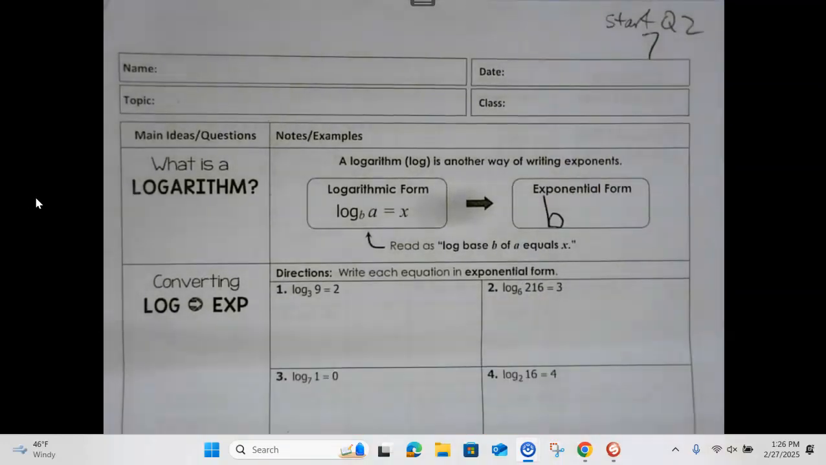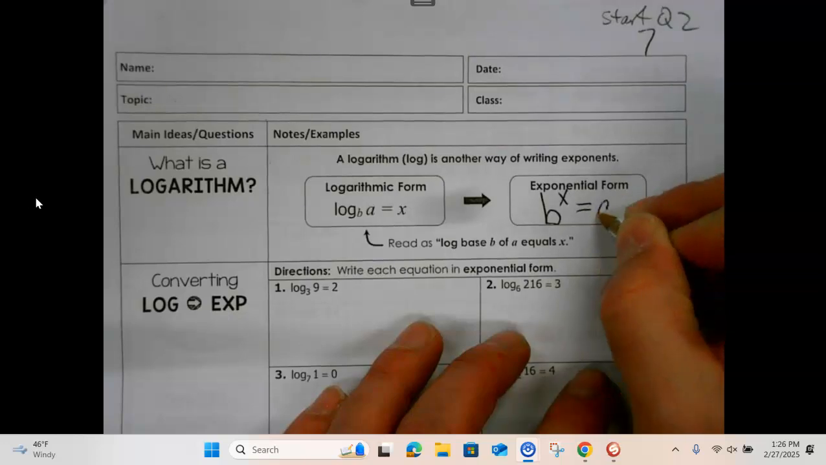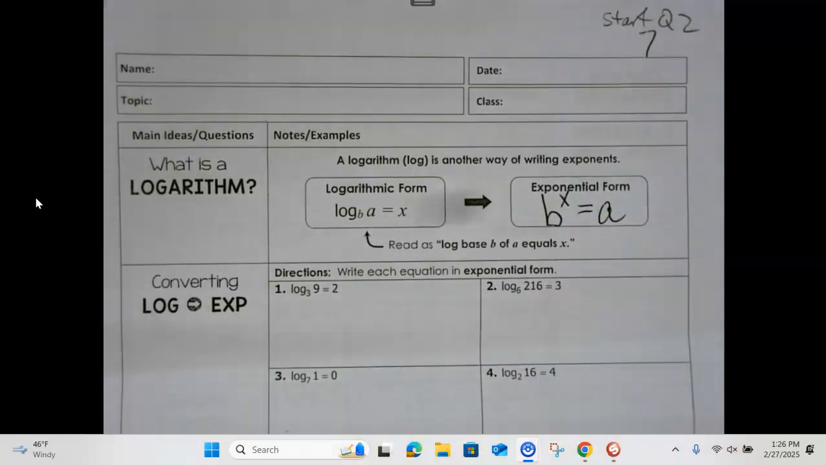we have a base, okay, and we have an exponent, and then you get an answer. So I mean, we're used to things like 3 to the 4th power equals 81, things like that. When you write it as a logarithm, all three of those pieces are still there, except they're in different places.